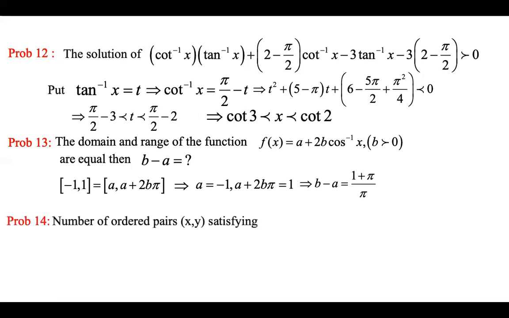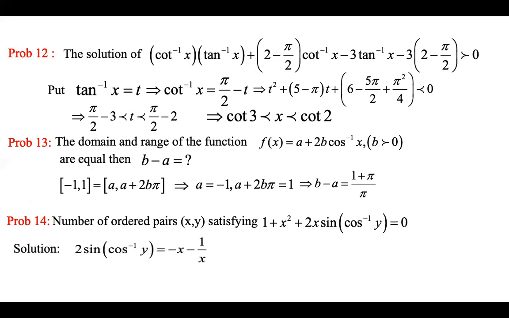Then you see, what is the number of ordered pairs x and y satisfying this equation: 1 plus x square plus 2x sine of cos inverse y is equal to 0. Just by readjusting the terms, it can be written like this: 2 sine of cos inverse y is equal to minus (x plus 1 by x). I took the x to the other side and divided by x. Definitely we can divide by x only when x is not 0. Keep that in your mind.